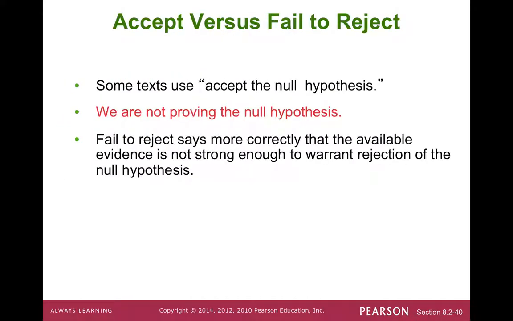A couple of things. So accept versus failing to reject. Some texts use accepting the null hypothesis. Now, this text does not do that, and that's because we're not proving the null hypothesis. Fail to reject is more accurate, and that's why they use that in this text.